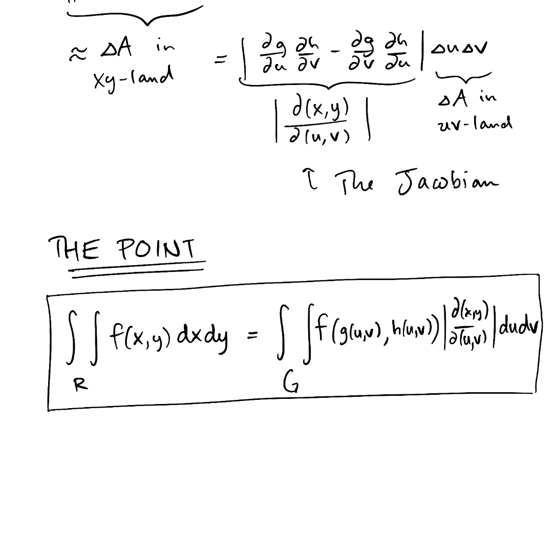If you change variables on a double integral from x's and y's into u's and v's, you have to keep track of that area exchange rate. And the way you keep track is through the Jacobian. Okay, so today's video was to give us the motivation behind what that Jacobian factor is and where it came from.